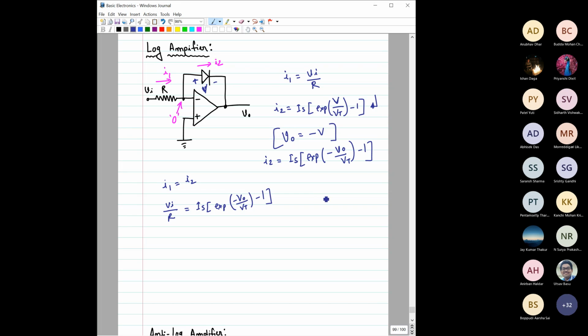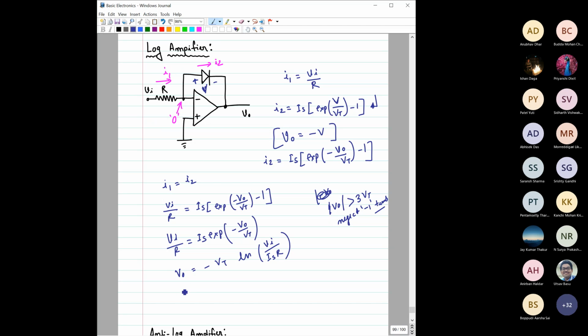And we have seen that if the magnitude of V output is greater than 3 Vt, then we can neglect the minus 1 term. This we have used many times in diode. So if we now neglect this minus 1 term, then it would be like this: Vi by R equals Is exponential of minus V naught by Vt. Now we have to find the value of V naught. So V naught would be equal to minus Vt ln of Vi by Is R.